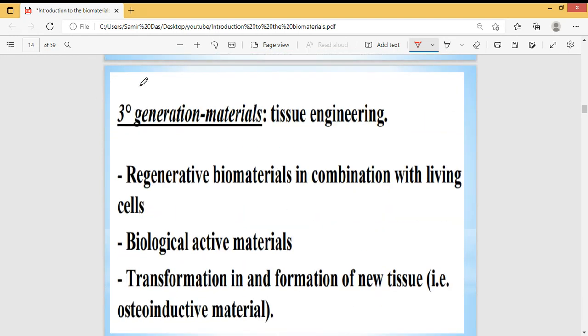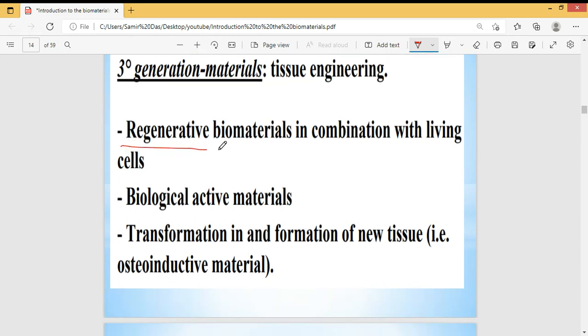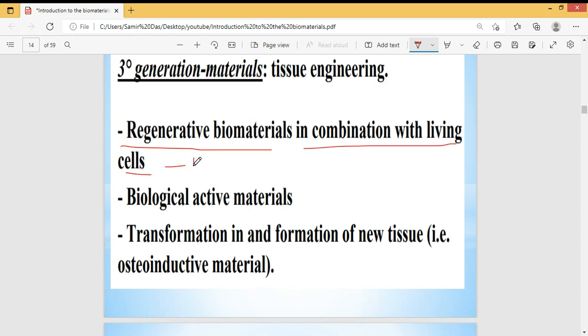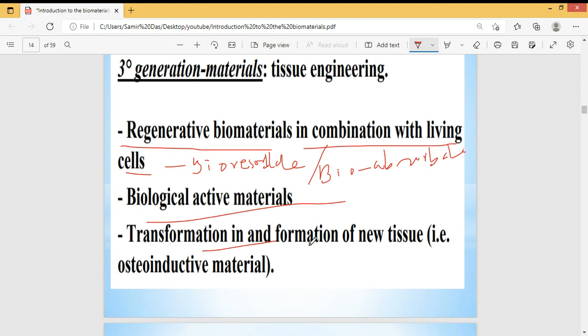And the last one is third generation biomaterials, for tissue engineering applications. They are much more regenerative biomaterials in combination with living cells. They are bioresorbable or bioabsorbable biomaterials. They are biologically active materials promoting the formation of new tissue, such as osteoinductive material.